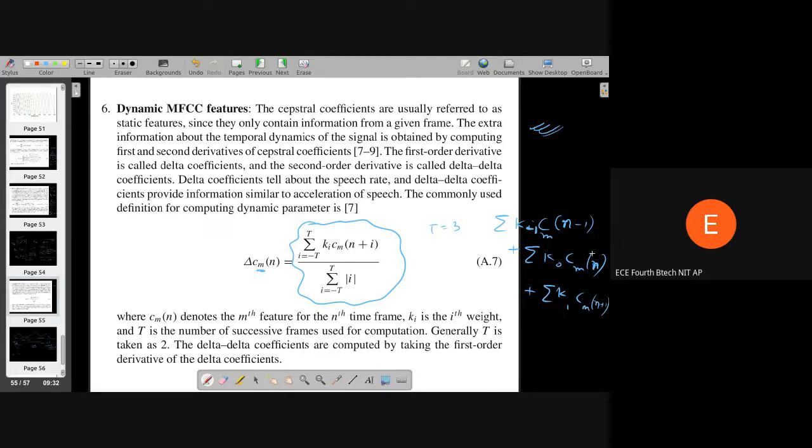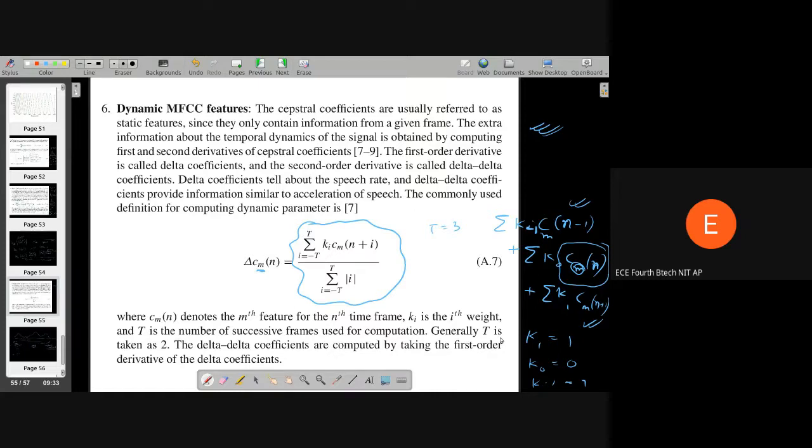So we are taking that particular coefficient, whatever coefficient we got in the previous frame, whatever coefficient we got in the next frame, and then we do a kind of averaging or difference, however you put it. For example, if I take k1 equal to 1, k0 equal to 0, and k minus 1 equal to minus 1, I am neglecting the current coefficient. I am taking how this particular MFCC coefficient, whatever number, the mth MFCC coefficient, is varying from my previous frame to the next frame.